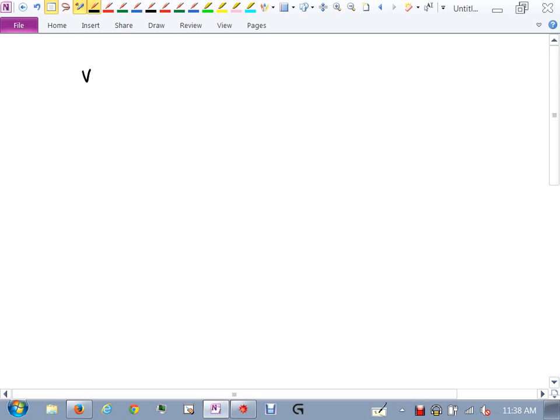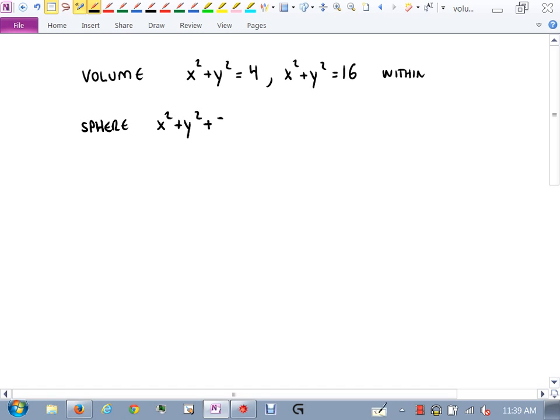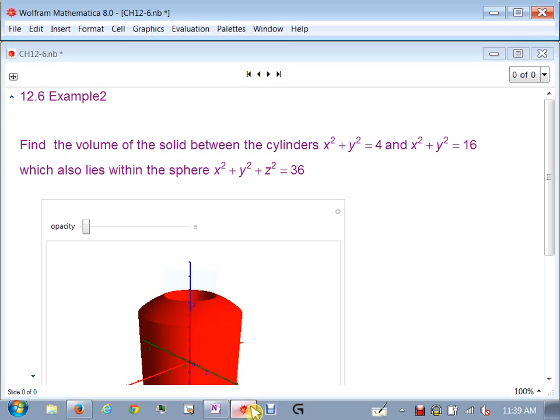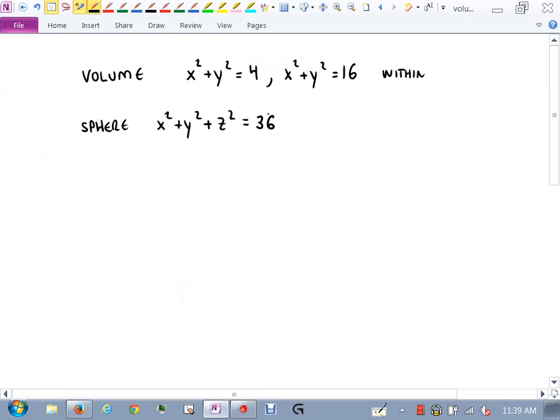So we had the volume of the region bounded by x squared plus y squared equals 4, x squared plus y squared equals 16, but within the sphere, x squared plus y squared plus z squared equals, what was it? 36. What's the radius of the sphere? 6.